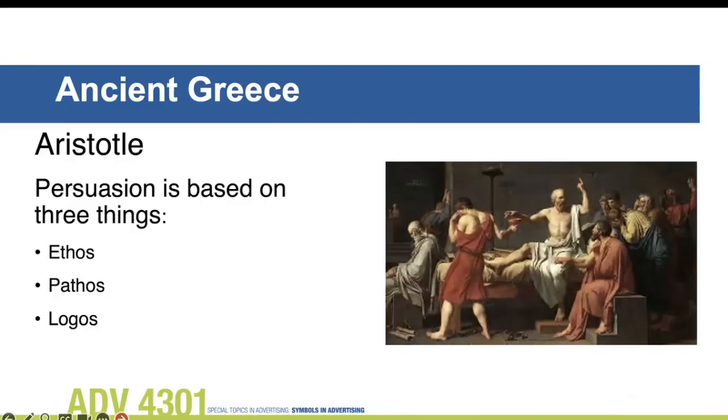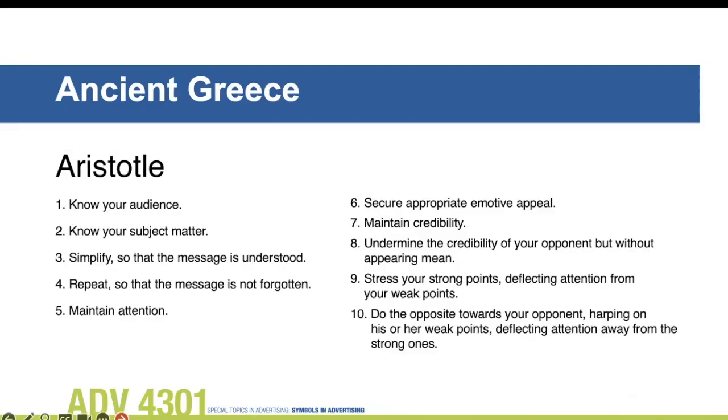So here are some key points that Aristotle pointed out to his scholars. First of all, and you'll notice that there are some real parallels with what we hear in advertising. Know your audience. Know your subject matter. Simplify so that the message is understood by everyone. Repeat it so the message is not forgotten. Maintain attention. Sometimes raising the voice or vigorous bodily gestures will be needed. Number 6, secure appropriate emotive appeal.